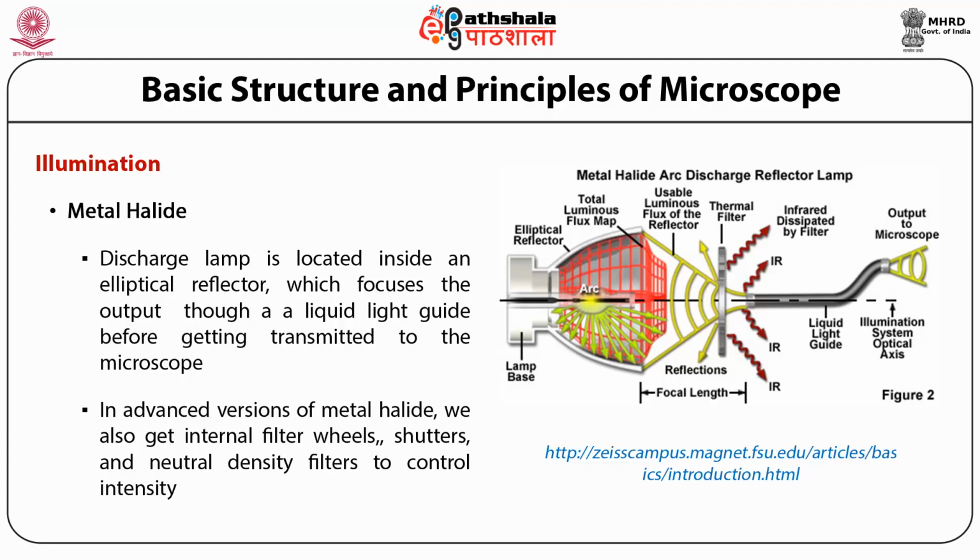elliptical reflector which concentrates the light toward the thermal filter, and now through a liquid light guide that light eventually comes out and goes to the scope. So the intensity is maintained or can be modulated by the focal length, which is the distance between the reflector and the arc.